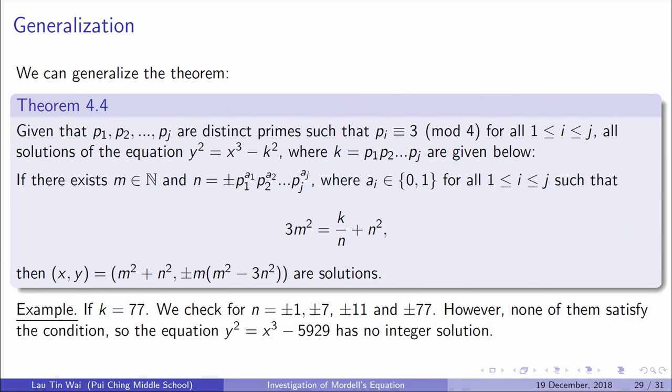In here, I can generalize it to my more general theorem, where k is a product of distinct primes, where the primes are equal to 3 mod 4. And here is an example, k equals 77, where I actually have to check the 8 cases, and there are none of them satisfying this condition. So this equation has no integer solution.